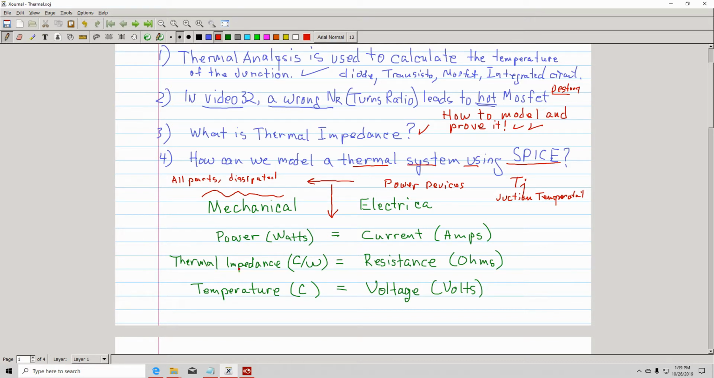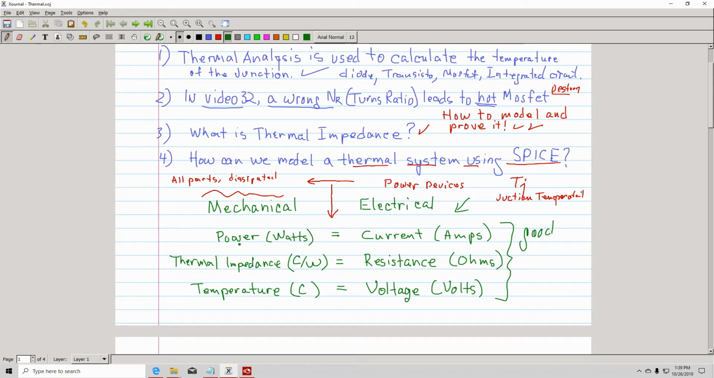instead of working in their domain, the mechanical domain, where they use power, thermal impedance, and temperature. Here are the units: power, watts; thermal impedance, Celsius per watt; temperature, Celsius. Well, these actually translate into the electrical domain, where the electrical engineers operate. So we're very good at this. This is where we specialize.